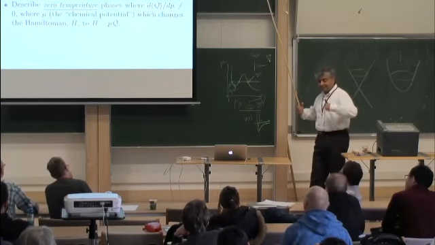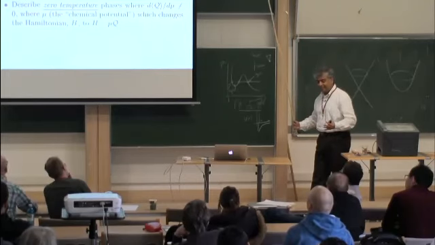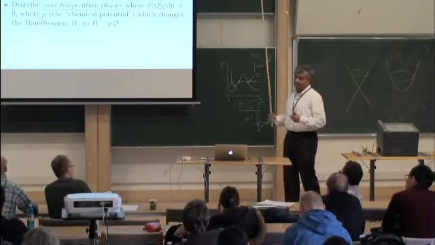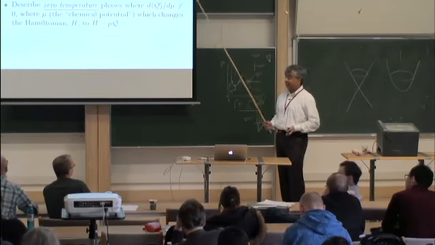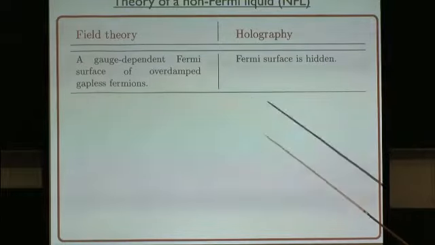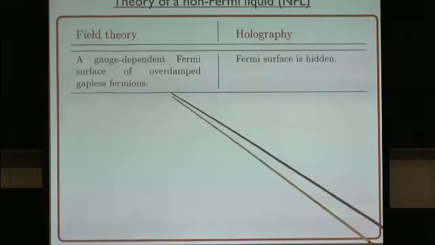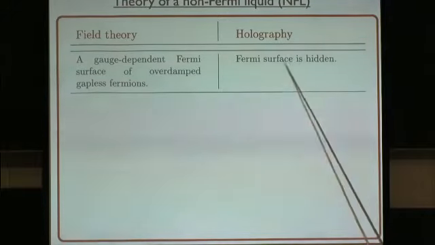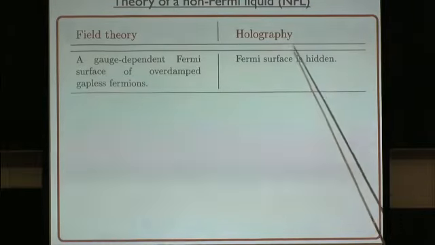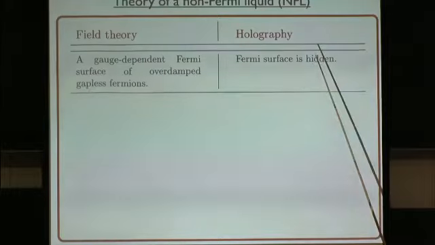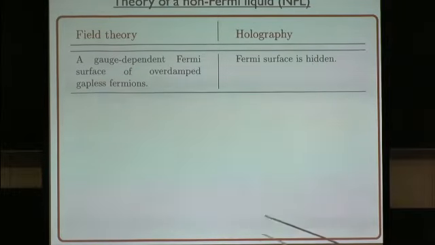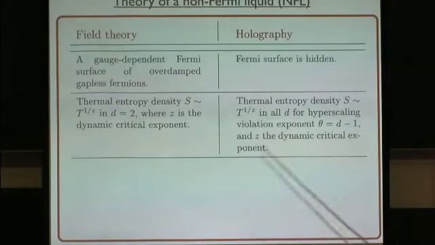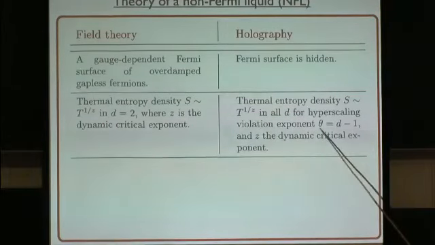Then today I talked about addressing the same problem holographically, where I put in the constraint that the entropy should go as T to the 1 over z. Then I found that you had to introduce this new exponent theta, and theta had to be d minus 1. So to summarize, on the field theory side, we had a gauge-dependent Fermi surface of overdamped gapless fermions. Here the Fermi surface was gauge charged, so it's hidden to observables on the boundary, at least the simple Green's functions you can compute. So we put the constraint that entropy is T to the 1 over z, and on the holography side, we found this worked provided theta was d minus 1.